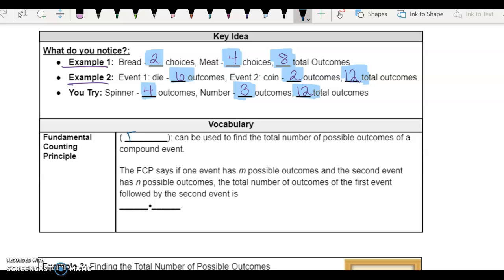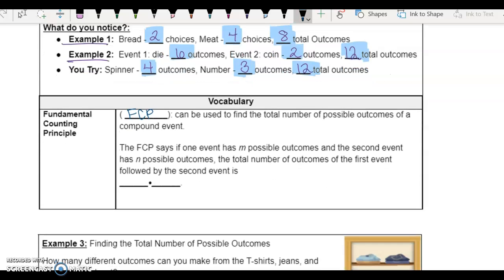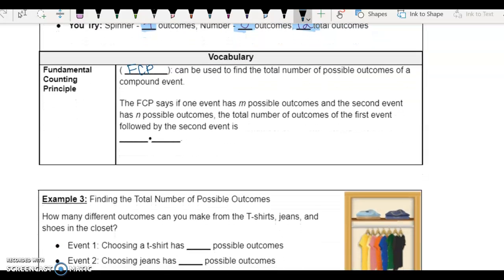We shorten that to FCP. And this can be used to find the total number of possible outcomes of a compound event. And a compound event just means that we have multiple events at the same time. So the FCP says that if one event has M outcomes, because we don't know how many, and the second event has N number of outcomes, the total number of outcomes for the first event multiplied by the second event is going to be M times N, which will give us our total number of outcomes.